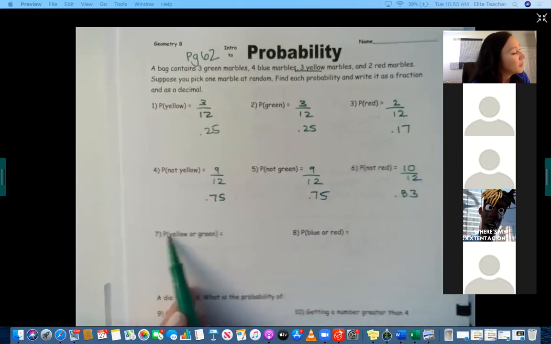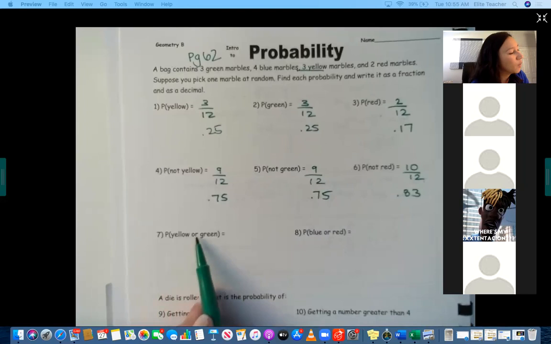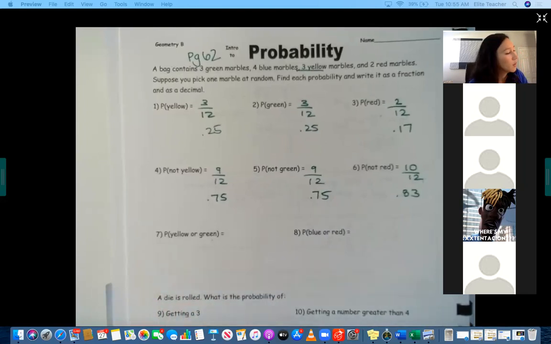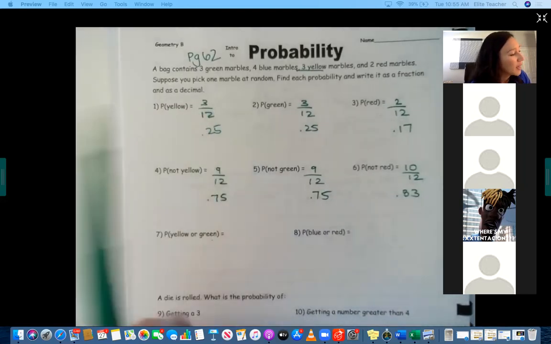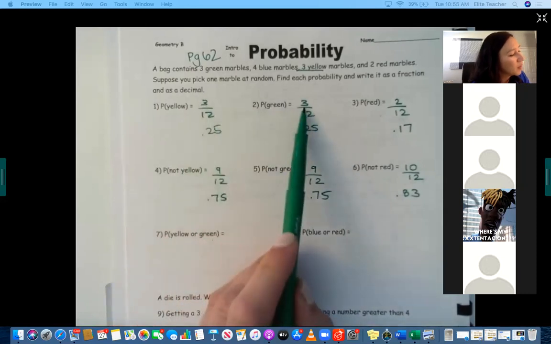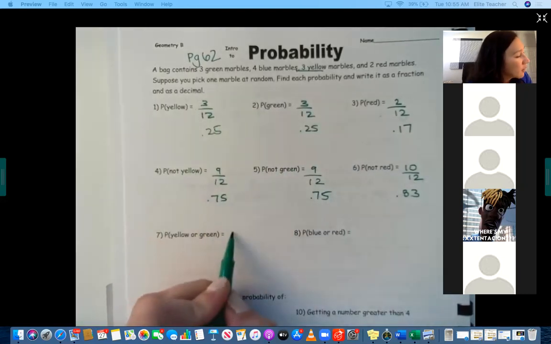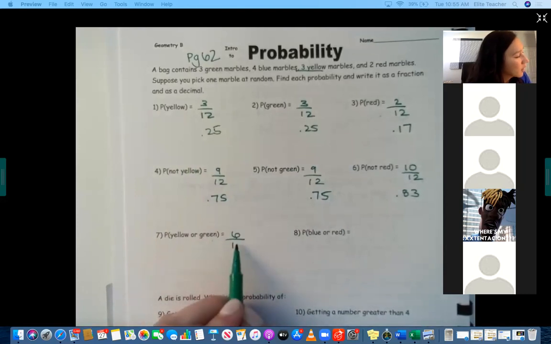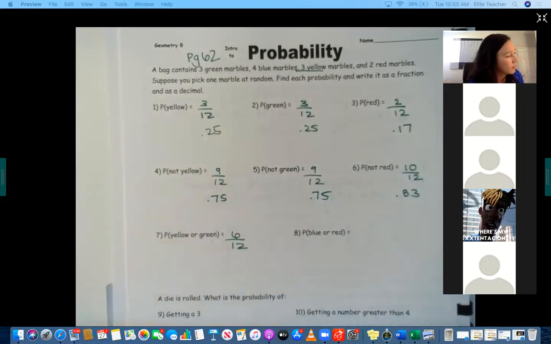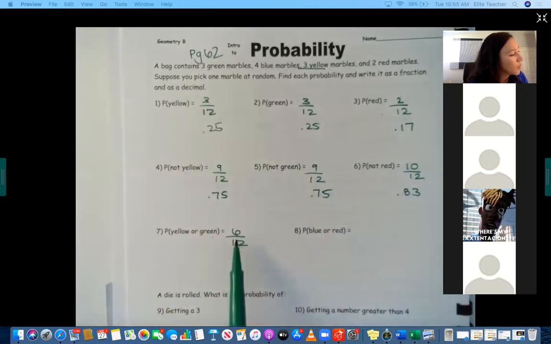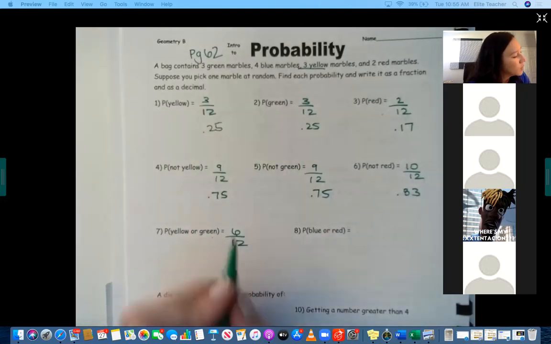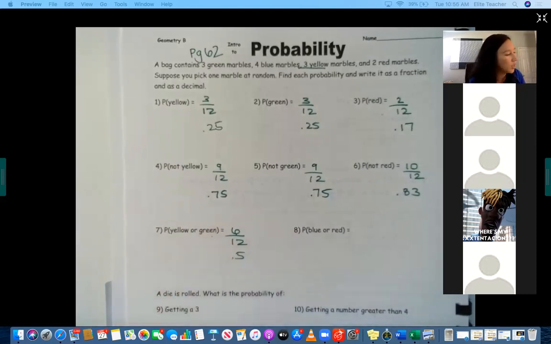So what would the probability be of picking a yellow or a green? So the probability of picking a yellow is 3, the probability of picking a green is 3, so that you would pick a yellow or a green would be 6 out of 12, because there's three yellows and three greens. So that's how we got the six. And then there's still the total of 12 marbles. So you have a 50% chance, 0.5.